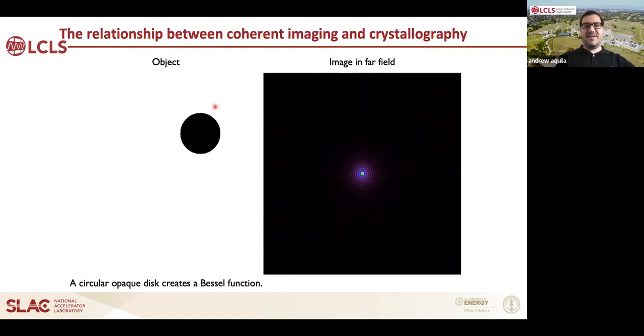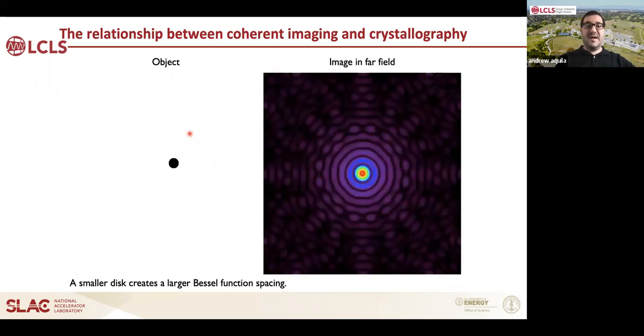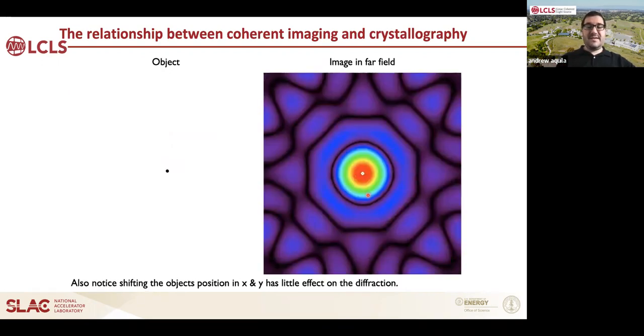So let's say we have an object, and this is a plane illumination. I just take a Fourier transform modulus squared to get the intensity. This is what the object looks like. It's a black object absorbing here, and it's a Bessel function. We know a circle makes a Bessel function. We shrink the object down, and in the far field, the spacing gets bigger. We make the object smaller, and the spacing gets even bigger.